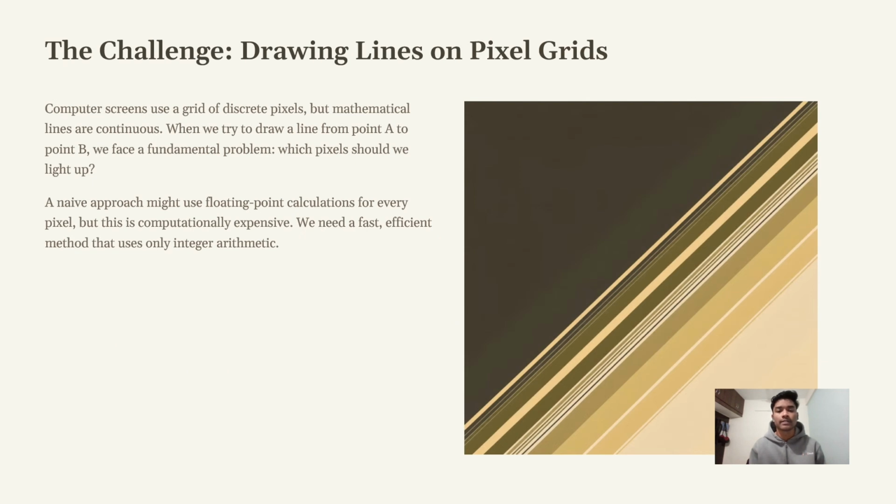So, the first question is, why is drawing a line difficult for a computer? A computer screen is made up of tiny boxes called pixels, which are discrete, but a mathematical line is continuous. It can pass through any tiny fraction between 2 points. So, whenever we want to draw a line from point A to point B, the computer must decide which exact pixels should be turned on to represent the best possible straight line. The simplest way uses floating point math, but that is slow and inefficient. To solve this problem, we need a faster method that uses only integers.